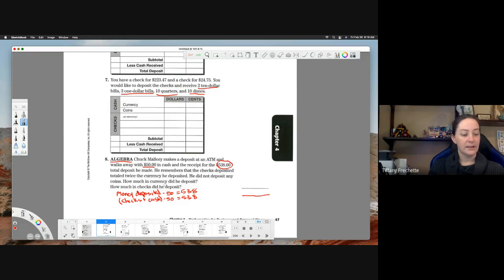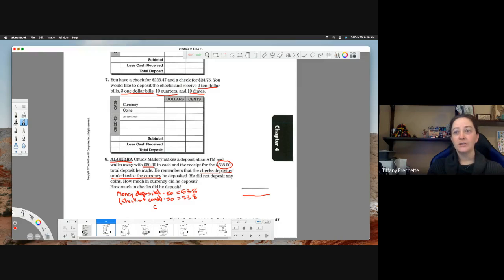And then we need to start giving the variables because we don't really want words in the whole equation here. So cash, I'm just going to give the letter C. So C equals cash. And then they told us that checks deposited totaled twice the currency. So I'm sorry, not cash. I should have written currency there, but same idea. This isn't cash received. This is the currency or the cash that we're depositing.